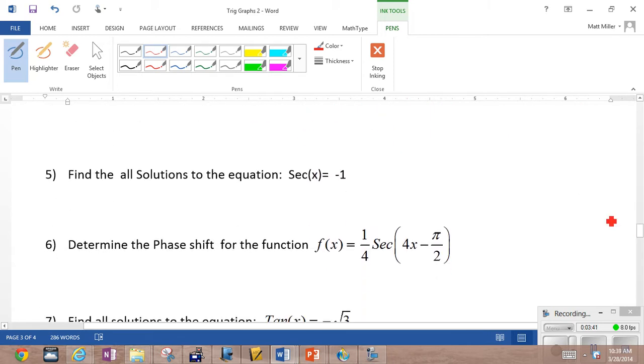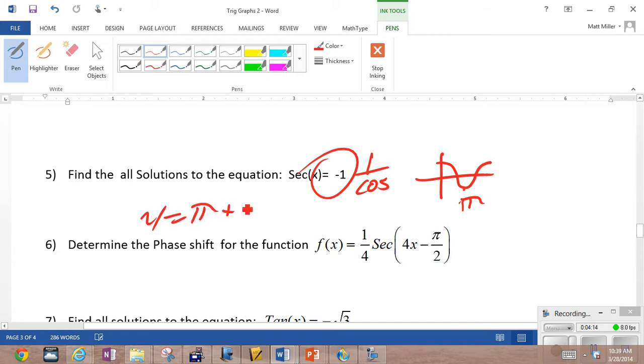What are the solutions to the equation secant of x equaling -1? Well, again, the secant is 1 over the cosine. Now remembering what the cosine graph looks like, wherever the cosine strikes -1, that's where the secant is going to be -1 as well. So that's going to be at pi, and then of course all values down the line. So I guess we're saying x equals pi plus 2 pi k. All right.